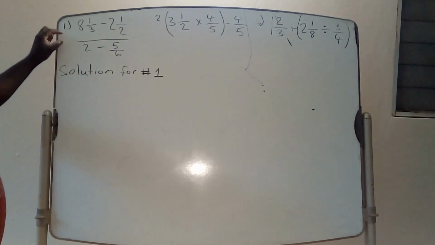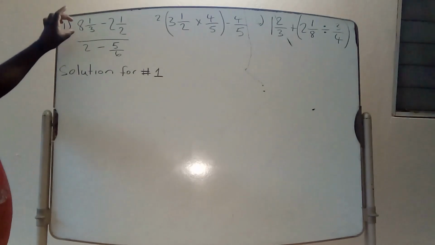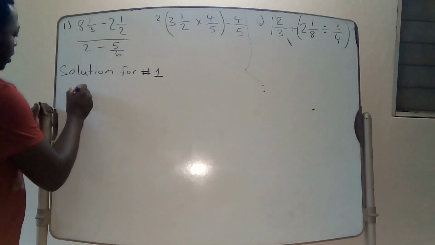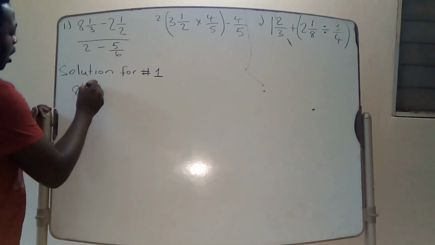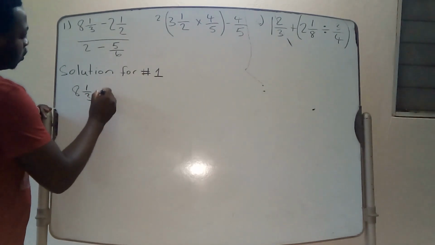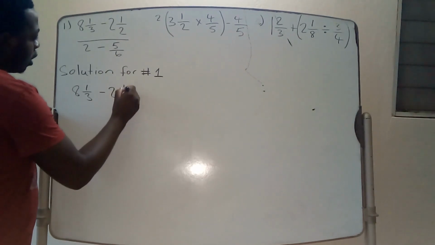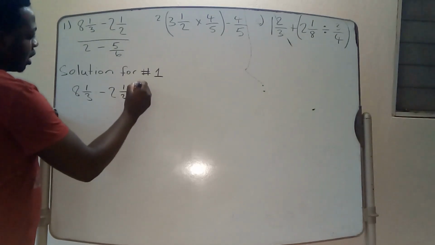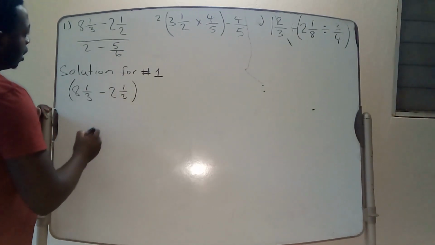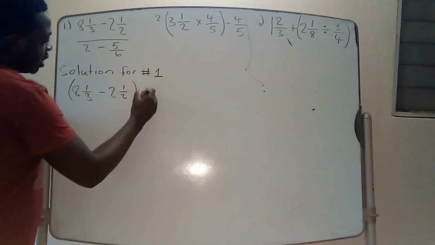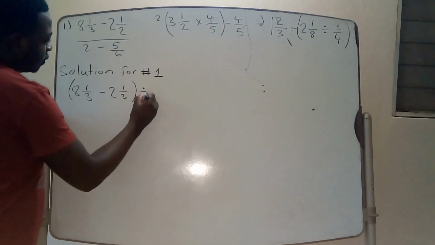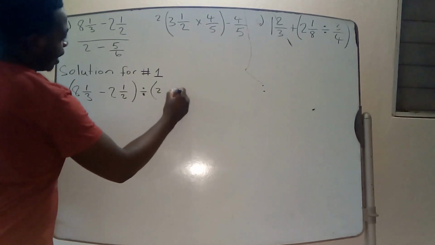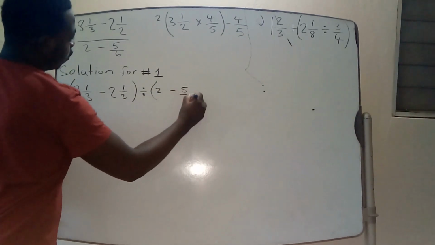The first thing that we're going to do is to rewrite this question. So we're going to write 8 and 1/3 subtract 2 and 1/2. I'm going to put this in a bracket because it's the numerator. Put this division sign at the side here. Open a bracket and put 2 minus 5 over 6.